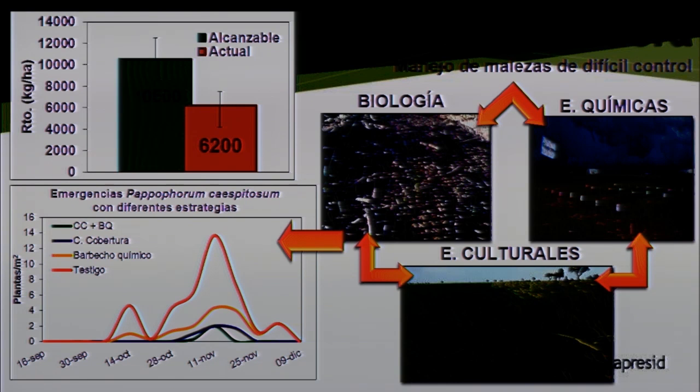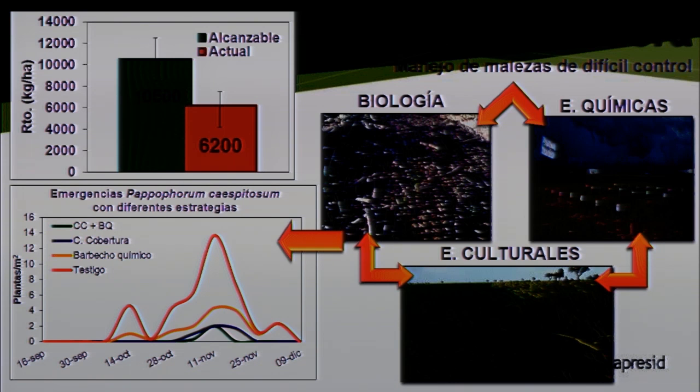Chacra Bandera, these are the yields in dry land, 10,500 kilograms. Currently, our yield is 6,200. The main problem is how to manage weeds, because farmers consider this the most negative impact on yield. So farmers consider that the most efficient weed management is resorting to an integrated management plan.